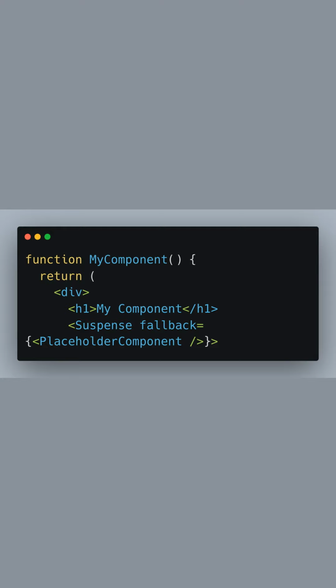In this part of the code, we create another functional component called myComponent. Inside its return statement, we are setting up the structure we'll see on the screen. We start with a heading tag containing the text myComponent. Next, we incorporate our Suspense component. We set its fallback prop to our placeholder component.